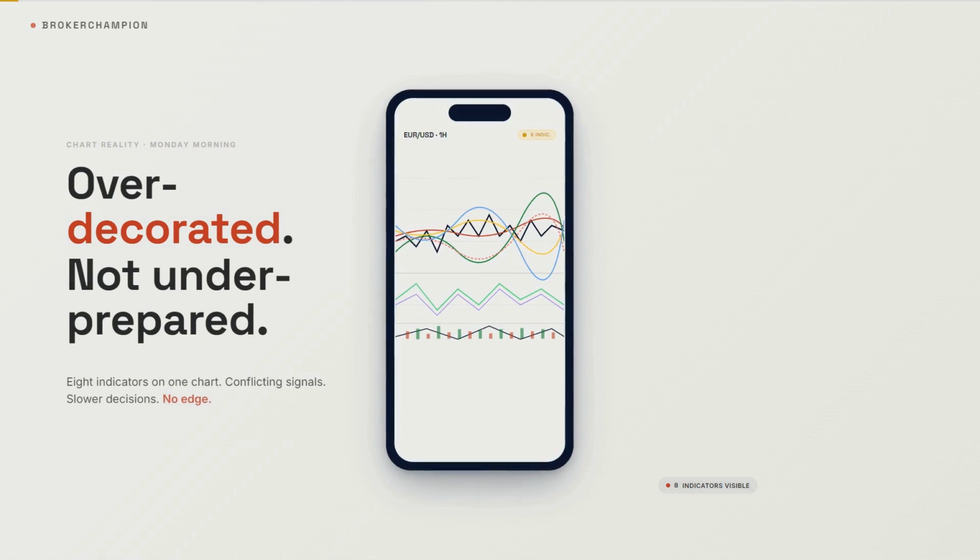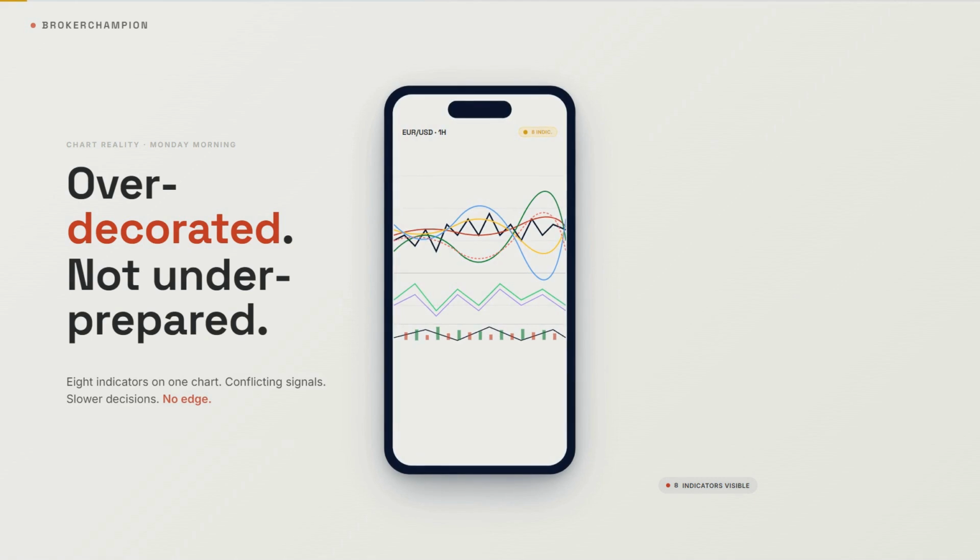Most retail traders stack indicators looking for safety. The result is the exact opposite. Conflicting signals, slower decisions, no edge. Here's the framework that fixes it.